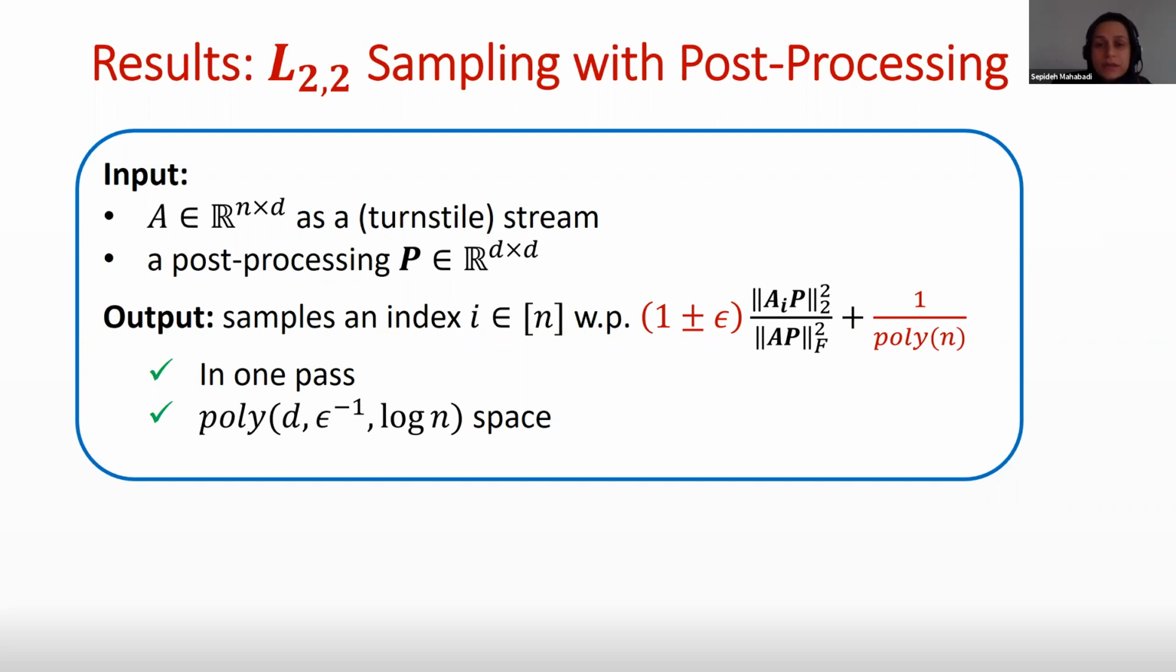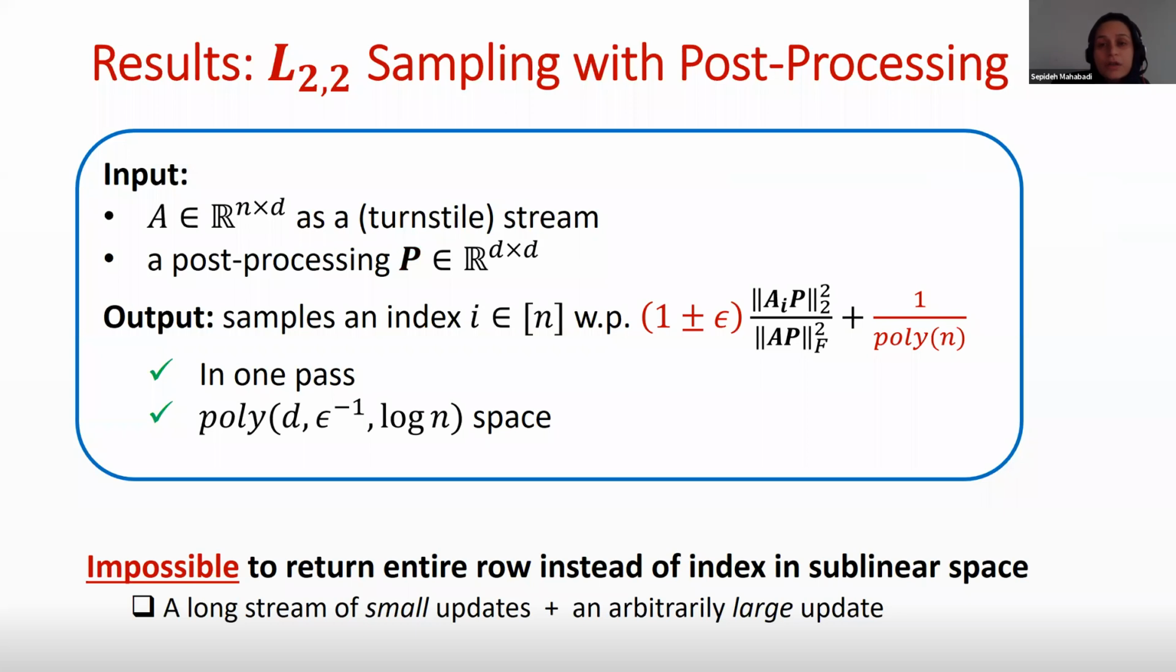So basically this, as I said, corresponds to one round of adaptive sampling. And I should also mention that it's impossible to return the entire rows corresponding to that index, because at the very end of the stream, maybe you receive an update which is very, very large to one row of the matrix. And in order to be able to return the whole row, you have to have stored all of it. So basically in sublinear space, you cannot hope to return the entire rows corresponding to that index.